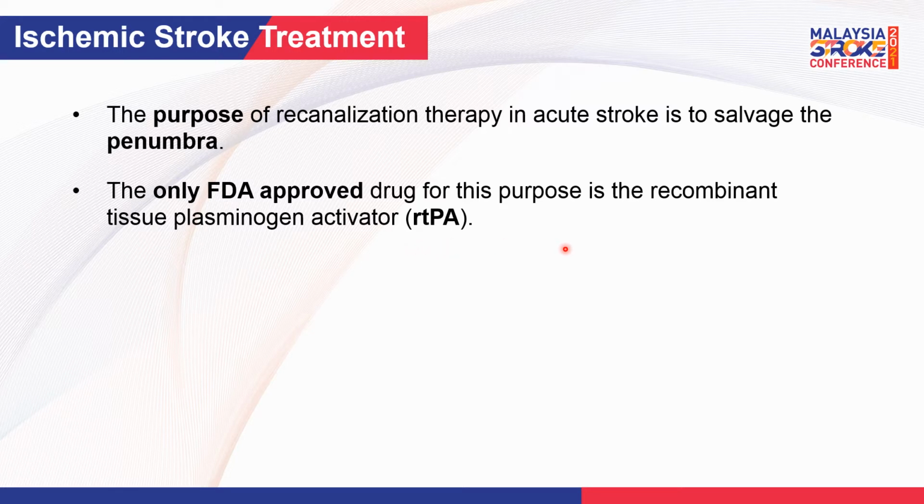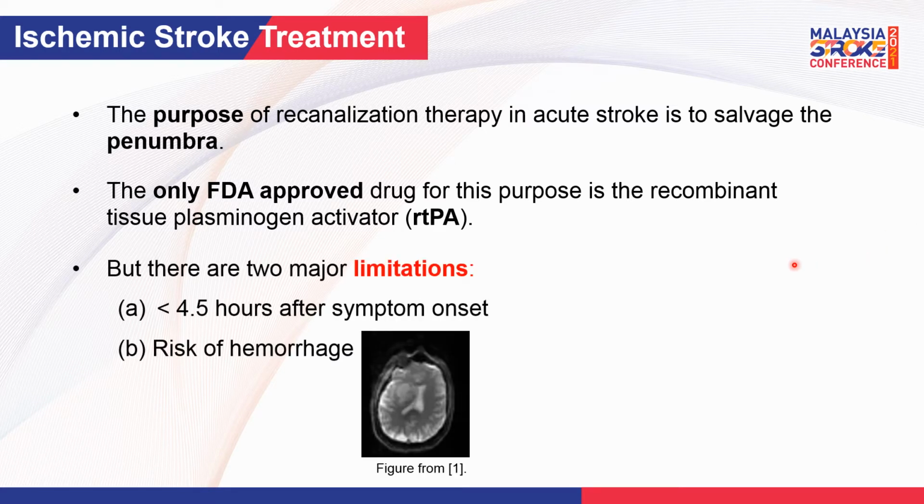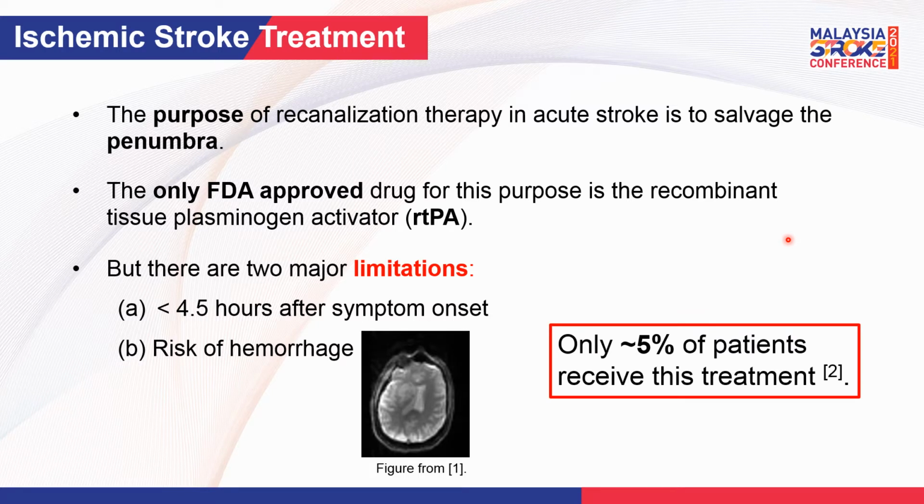And while RTPA has been shown to be largely beneficial, this drug does come with two major limitations. Firstly, that it has to be administered within 4.5 hours from symptom onset. And secondly, there is a risk of hemorrhage when administered. And because of these limitations, only around 5% of patients receive this treatment, although it could potentially benefit more.